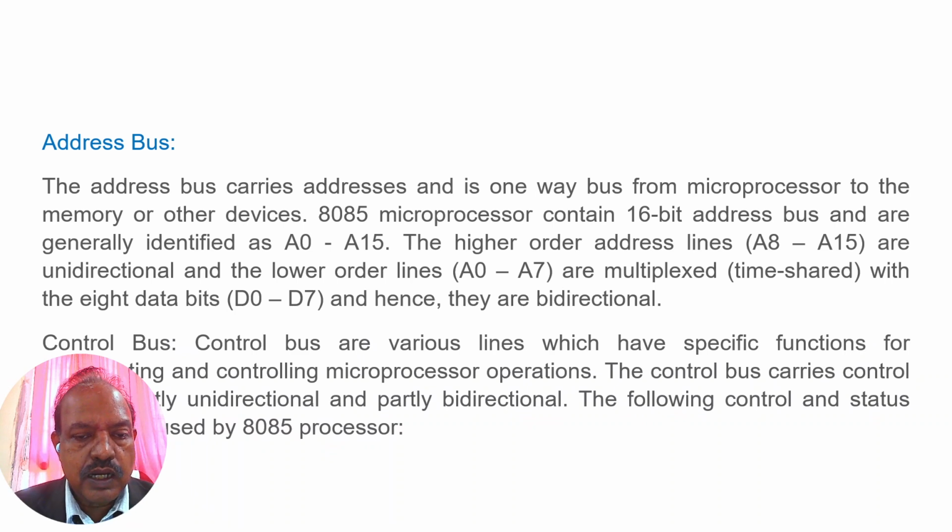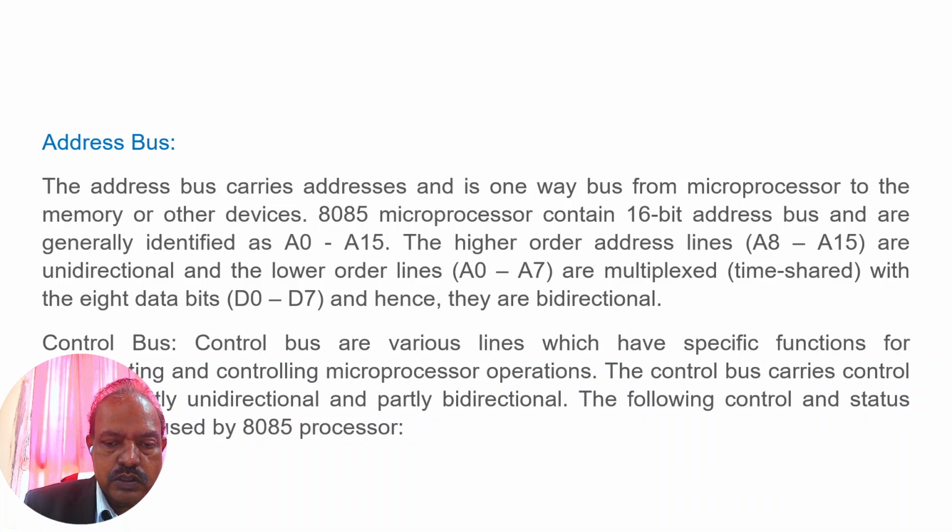Now, in the address bus, as you know, some latching is there. A0 to A7 and D0 to D7 are latched. Sometimes they can be used as the address bus, and at other times as the data bus. When it is not latched, A0 to A15, 16 bits, are there for the address. The address bus carries addresses and is one way, from the microprocessor to memory. This 8085 microprocessor contains a 16-bit address bus, generally identified as A0 to A15.